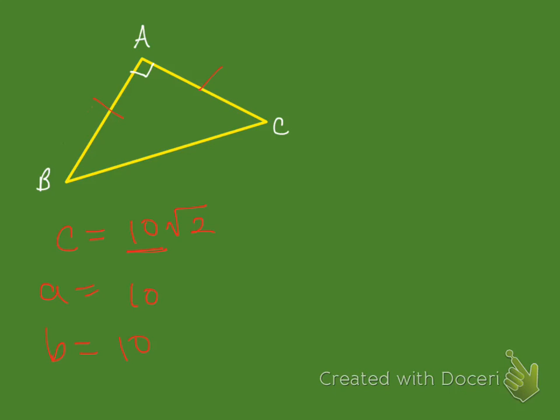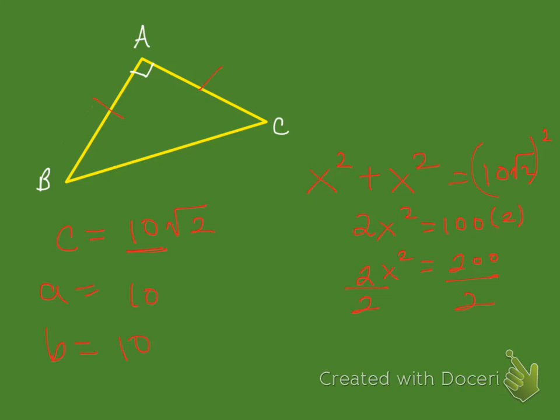If I was to set this up in Pythagorean theorem form, you could have x squared plus x squared, because they're congruent you have to set it up like this, is equal to 10 square roots of 2 squared. Okay, so then you end up with 2x squared is equal to 100 times 2. So 2x squared is equal to 200.